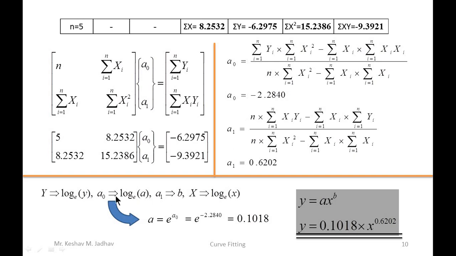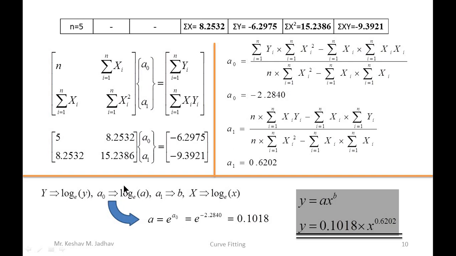Now here we have taken natural log on both sides. So relation between A0 and A is A is equal to e raised to A0. So if you take log to the base 10 on both sides, then we will get relation as A is equal to 10 raised to A0.